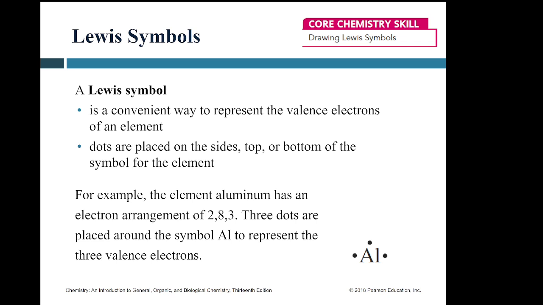The element aluminum actually has an electron arrangement of 2, 8, and 3. The 2 is the 1s2, the 8 electrons are the second period, and the third period has 3 electrons. So what we do is take this outermost energy level, and that's the number of valence electrons. I don't suppose anybody knows what these other electrons are called.